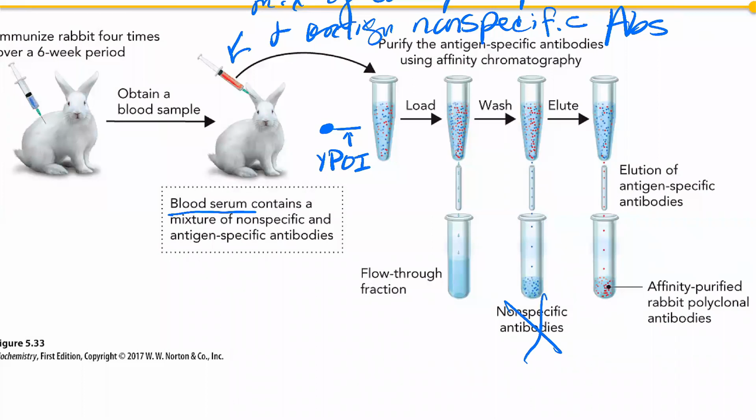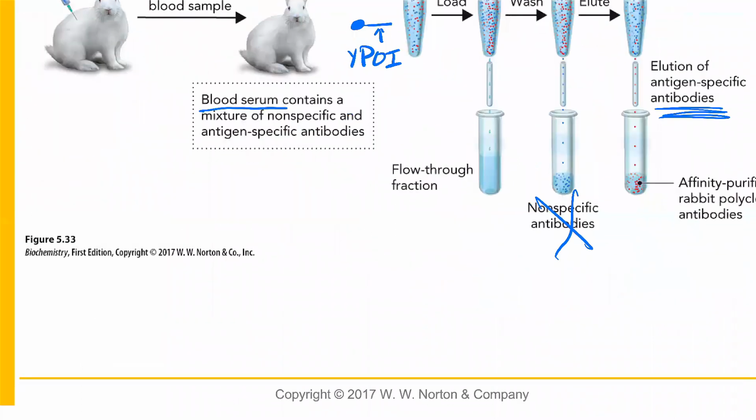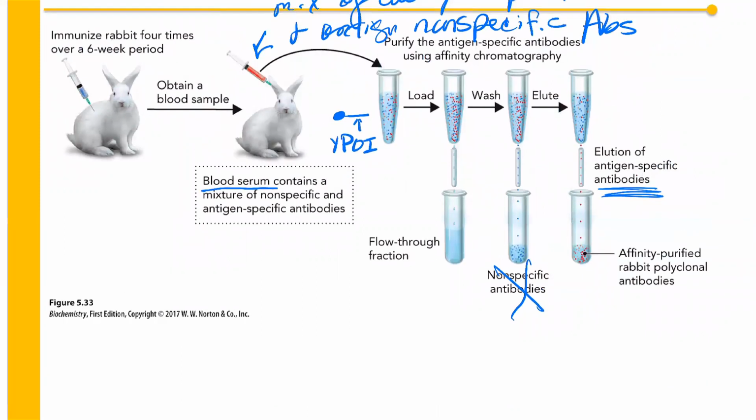Now you can actually elute out specific antibodies. So these are the ones that actually bound to your protein of interest, right? So these are the ones we want to use. So this is polyclonal. We know that this antibody is binding to our protein of interest, but is it recognizing the same epitope? We don't know. Most likely no.